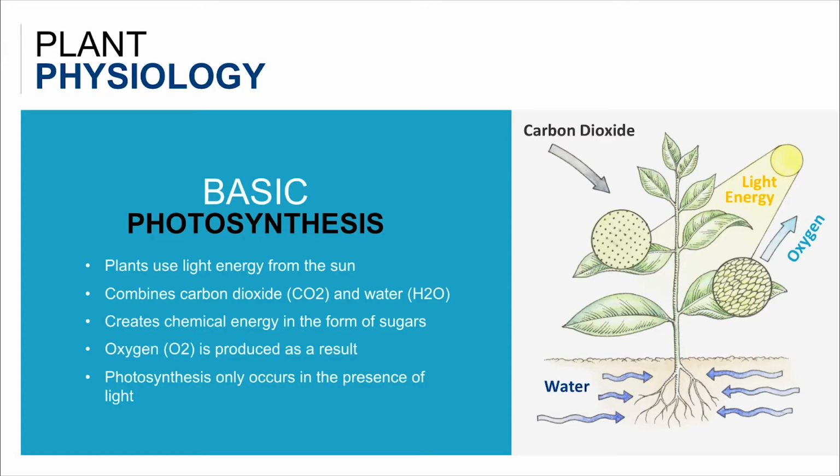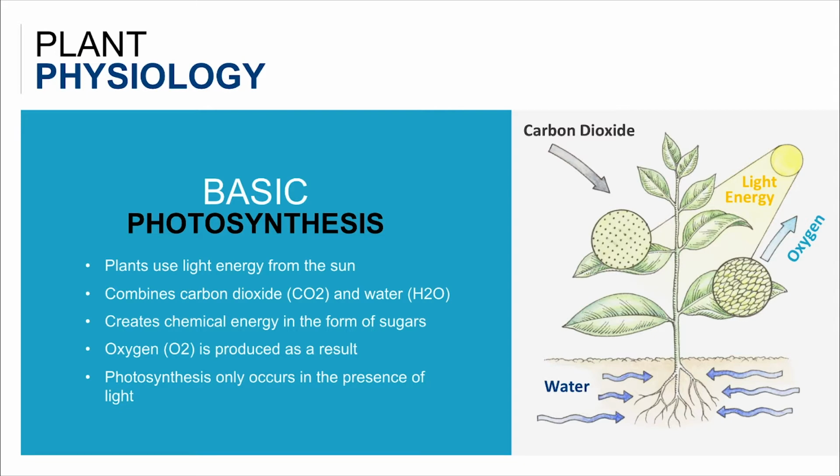In basic plant physiology, photosynthesis is the primary physiological process. It's where plants use light energy from the sun to combine two compounds, CO2 and H2O, or carbon dioxide and water. In this process of combining those, which is done primarily in the leaves, the plant creates chemical energy in the form of sugars. Now, you and I can take carbon dioxide and mix it with water. We end up with carbonated water, or you might call it club soda.